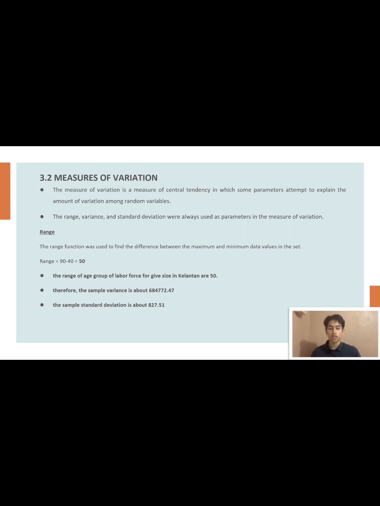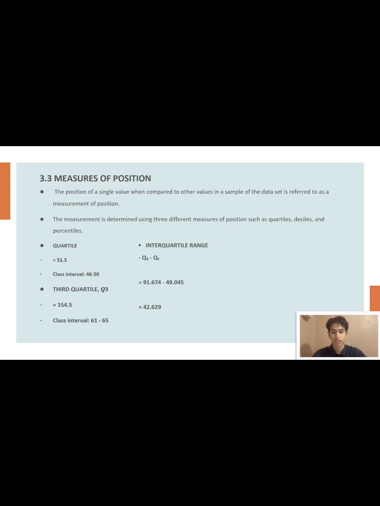So the range for this data set is 50. So the range of age group of labor force in Kelantan is 50, and therefore the sample variance is about 684,772.57, while the sample standard deviation is about 827.51.